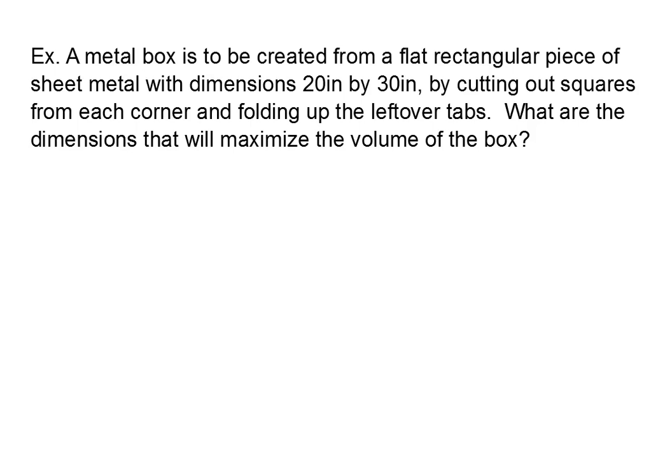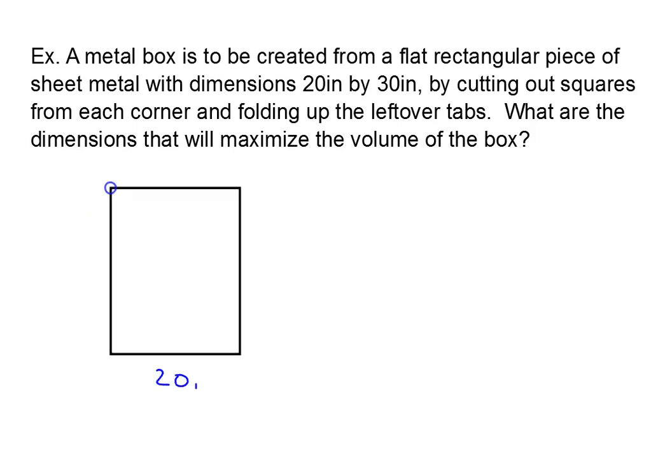Okay, so the first thing I want to take a look at is what I know and what I don't know. Well, I know that I have a rectangular sheet of metal here, where the dimensions are, say, 20 inches by 30 inches. Now, what I'm going to do is cut out little square tabs like this from each corner. Okay, and I want to cut these square tabs out.